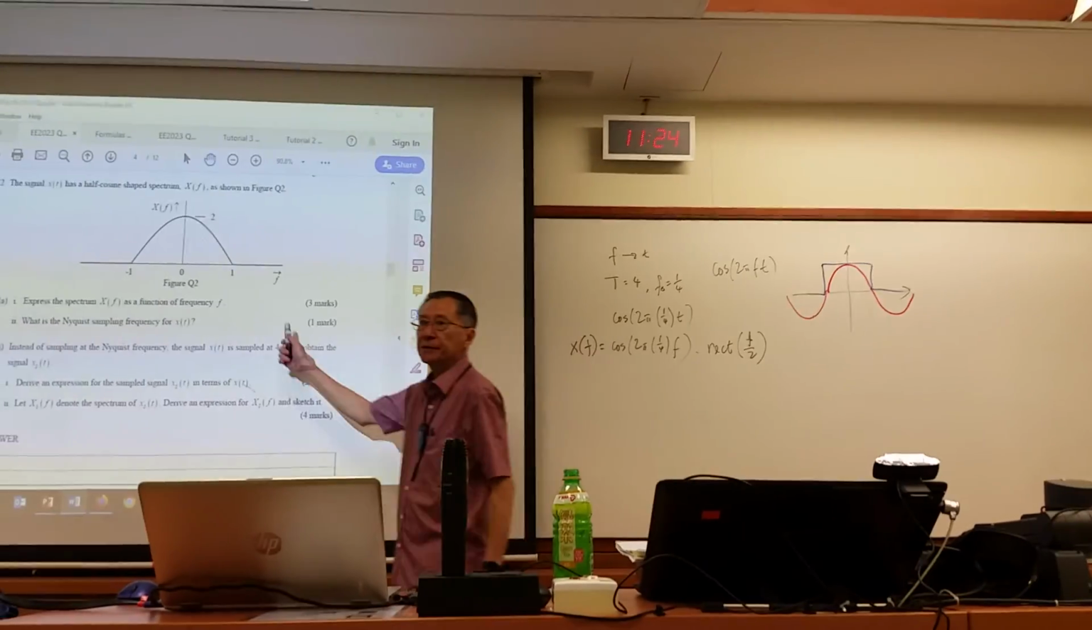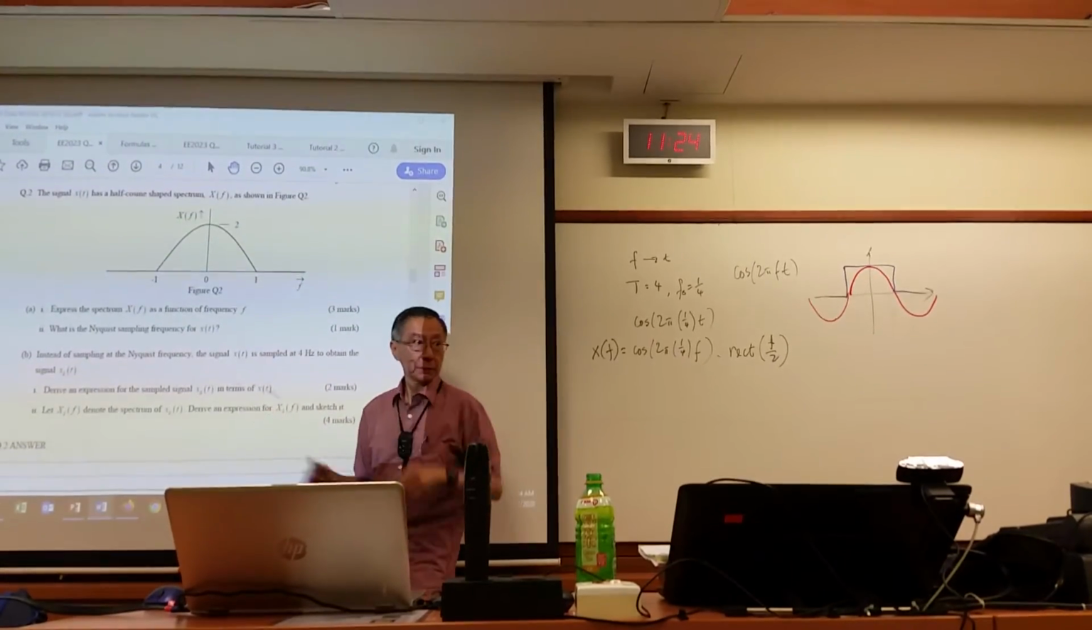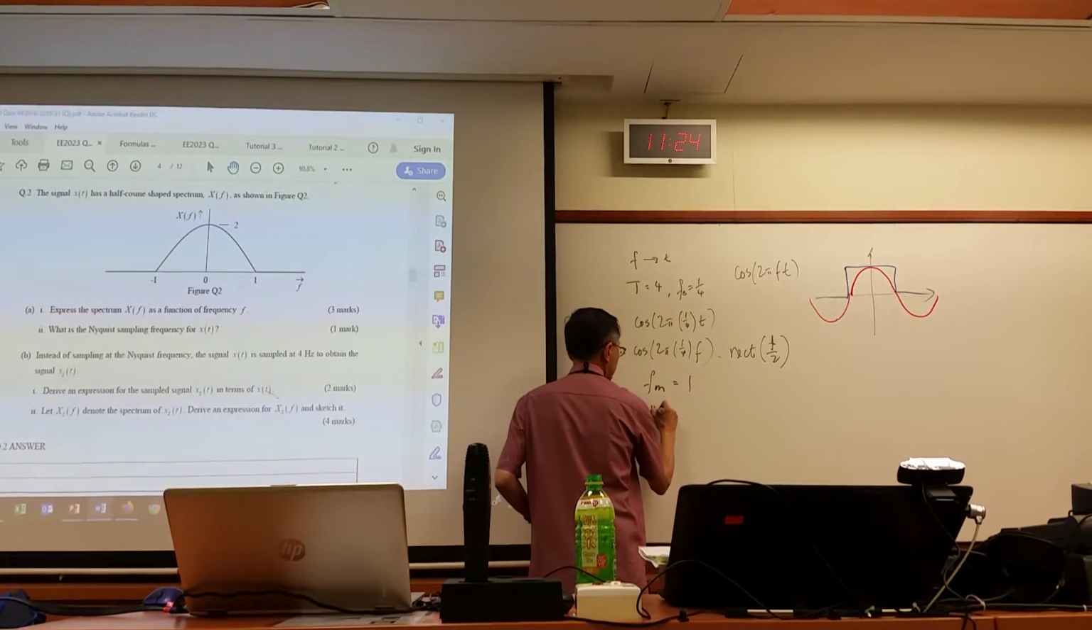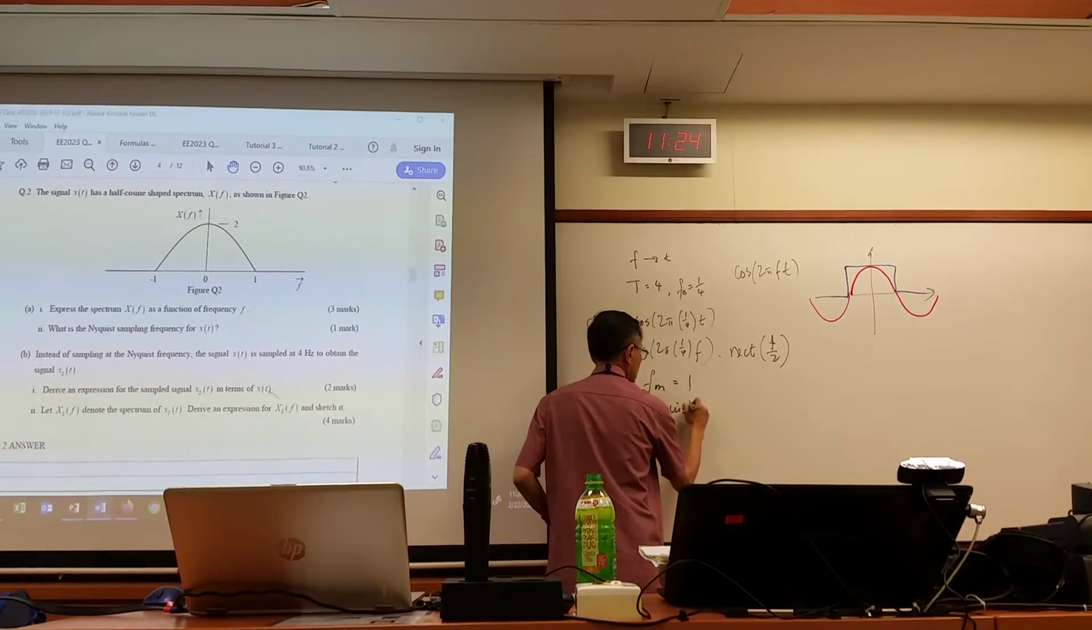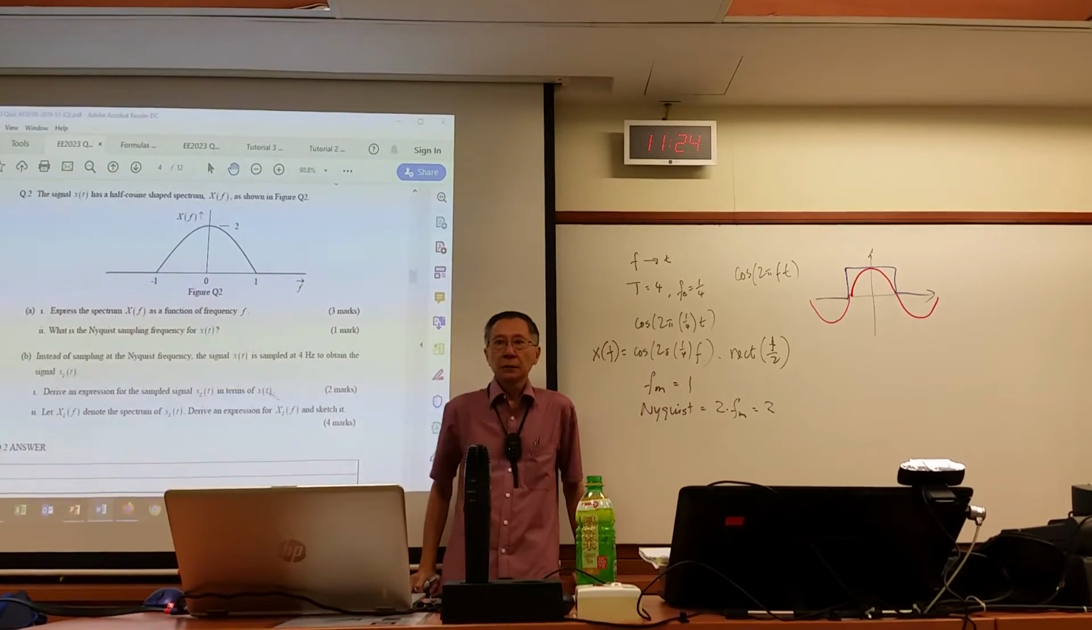So what's the maximum frequency here? 1. So what's the Nyquist? 2. Right? So f_M is 1, therefore Nyquist is 2. Okay?